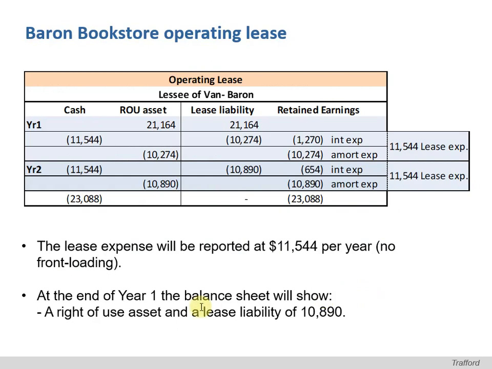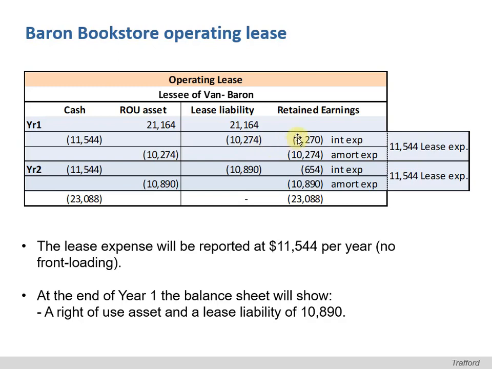Here we'll take a look at how Barron would actually be recording this leasing transaction. At the beginning of year one, they'd set up their right-of-use asset and the lease liability at that present value of their lease payments, $21,164. At the end of year one, when they make their lease payment, cash goes down. We record the amount of interest expense that you saw on our loan or lease liability amortization schedule, and reduce the lease liability account by the amount of the payment that wasn't interest expense.